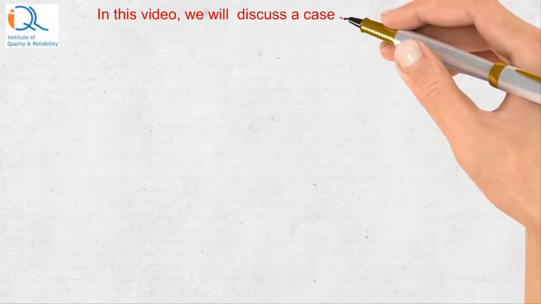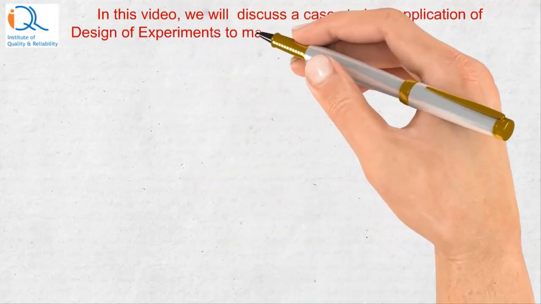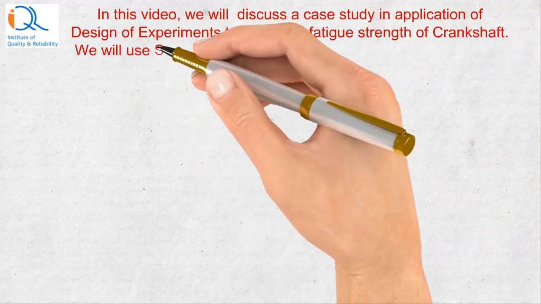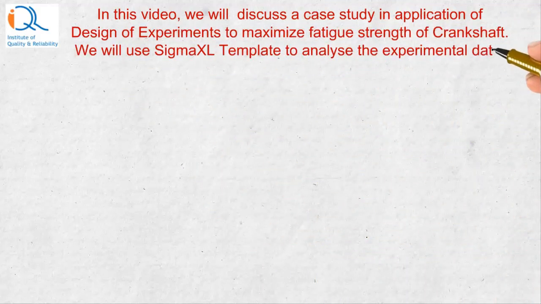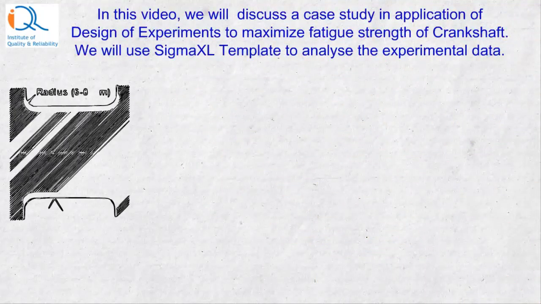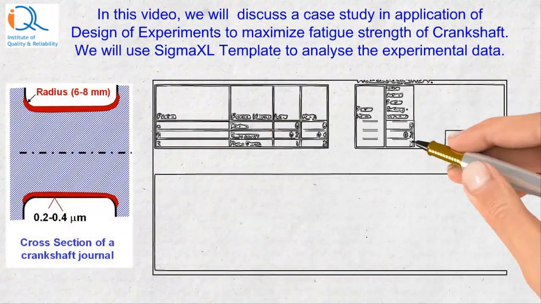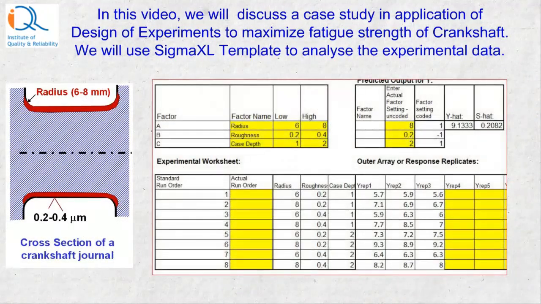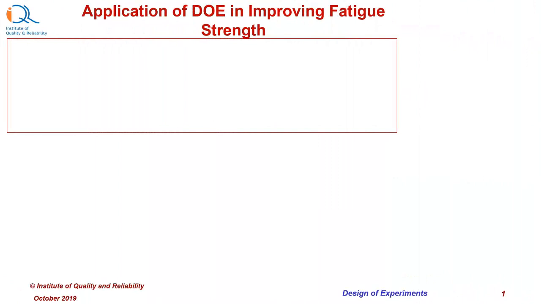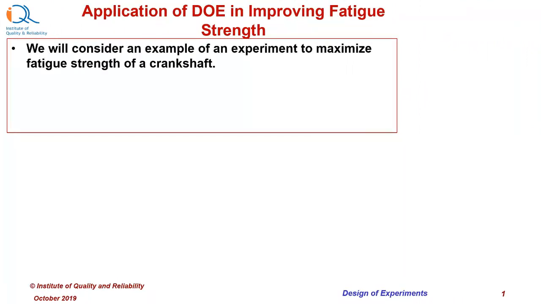In this video, we will discuss a case study in application of design of experiments to maximize fatigue strength of a crankshaft. We will use Sigma Excel template to analyze the experimental data. We will consider an example of an experiment to maximize fatigue strength of a crankshaft.